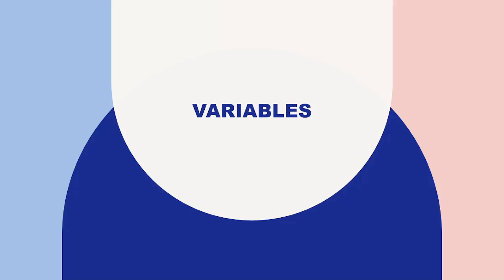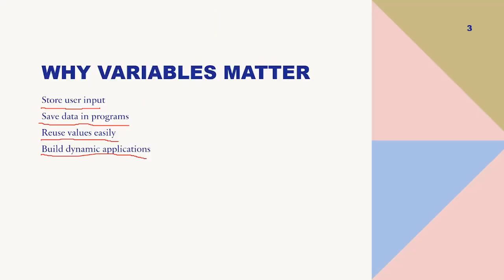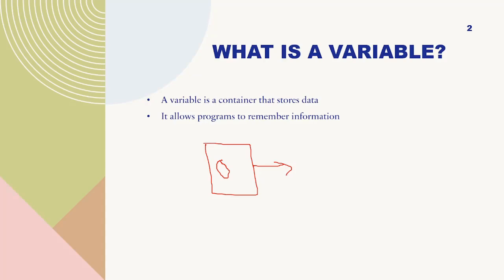First, what is a variable? A variable is basically a container that stores data. You can take this box I made right over here as an example. You can imagine the box as a variable and the zeros and ones inside as the data. So the variable is the big box and the box is storing the data. A variable also allows programs to remember information.